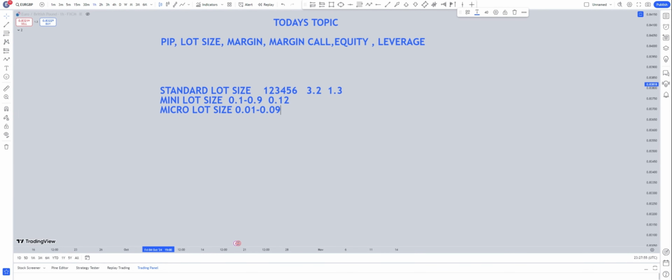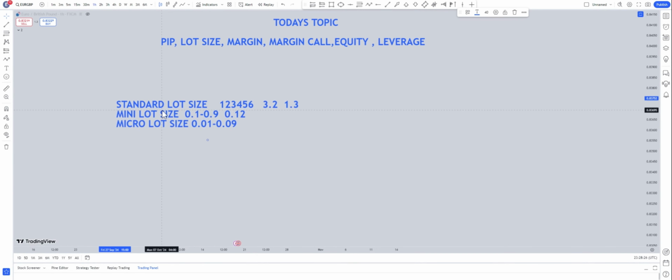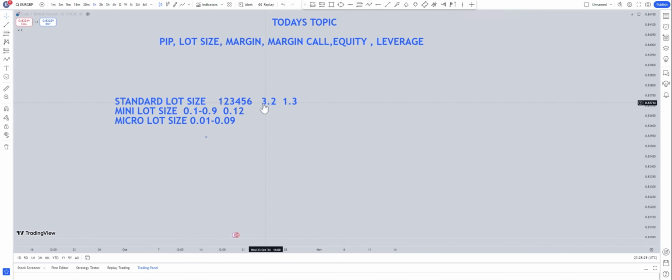And the last one is the micro lot, which is the smallest lot size. Before, there was another type of lot size which we called the nano lot size, but due to what we call leverage, it is no longer in existence. So these are the three lot sizes you will make use of in trading: the standard, the mini, and the micro lot size.